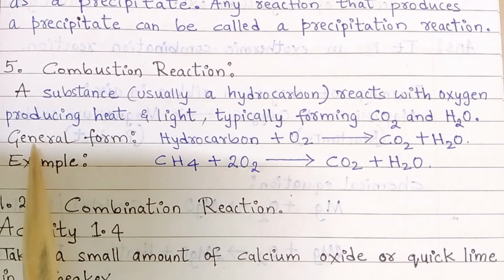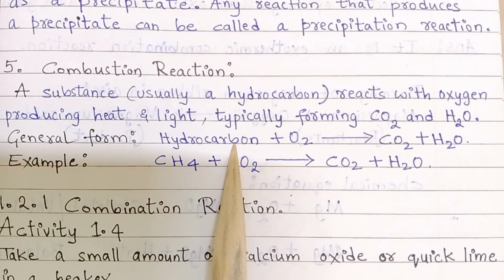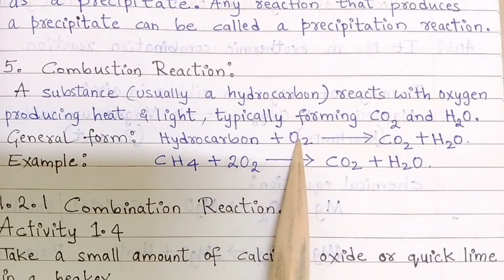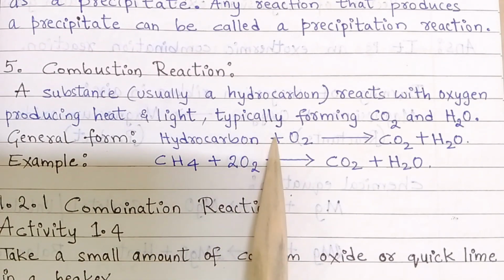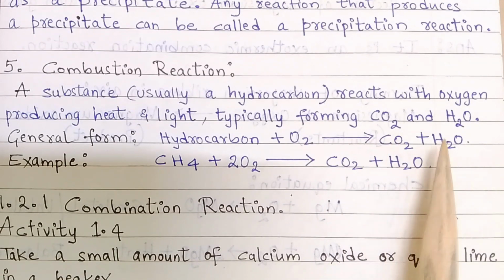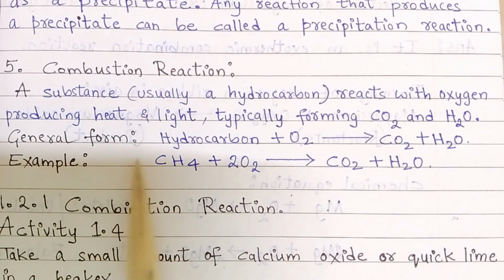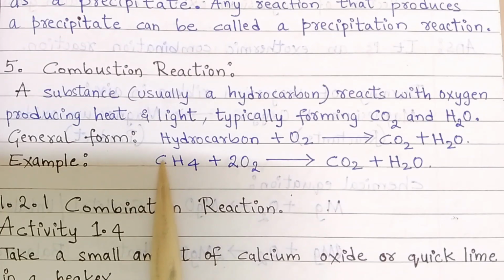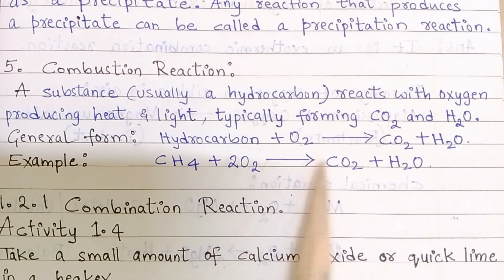General form: hydrocarbon plus O2, forward reaction CO2 plus H2O. Example: CH4, a hydrocarbon, plus 2O2, forward reaction CO2 plus 2H2O.